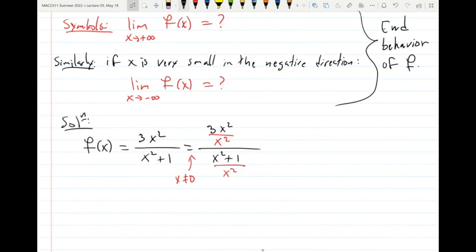Okay, so that means that we get a new form of the function, the same function but a new formula, which would be 3 over 1 plus 1 over x squared. By just dividing top and bottom by x squared, we get that this is the same as this. Do you understand what I just did? Here I just split and simplified the two little fractions. Yes? Okay, now let's repeat the question.